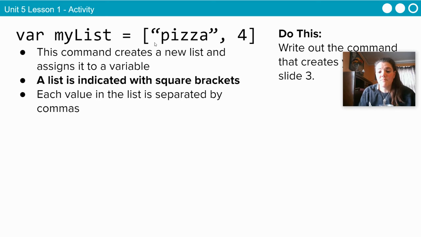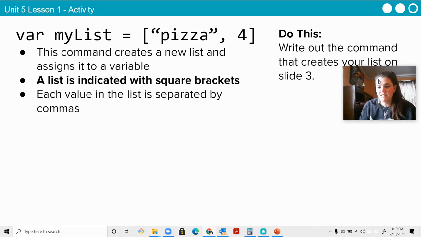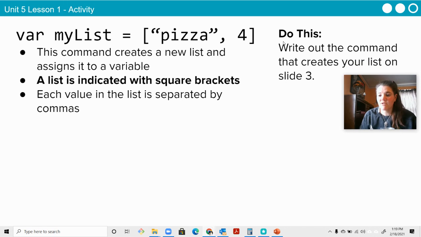So the big thing to know is that we indicate a list with square brackets, and we separate the different values with commas. So on this slide, go ahead and write out the command that creates the list that you made on the previous slide.